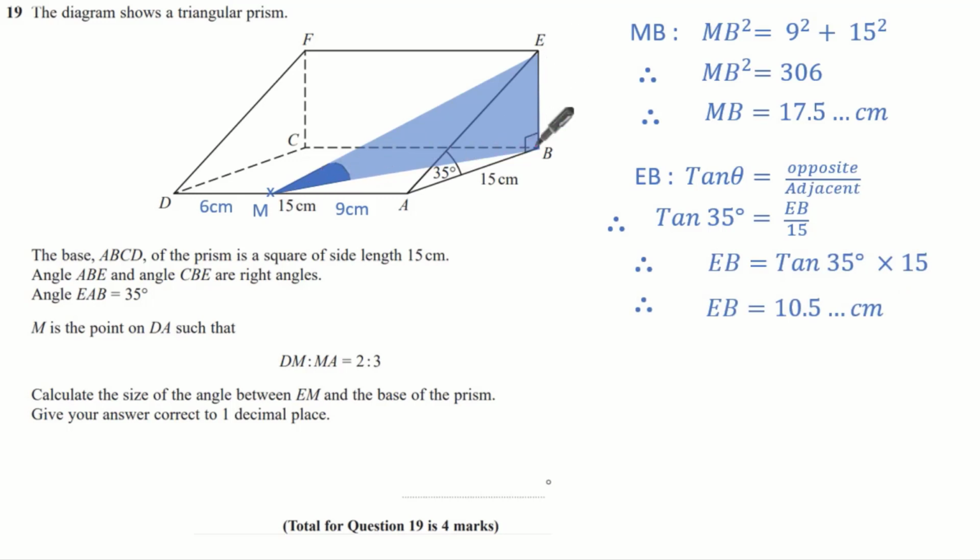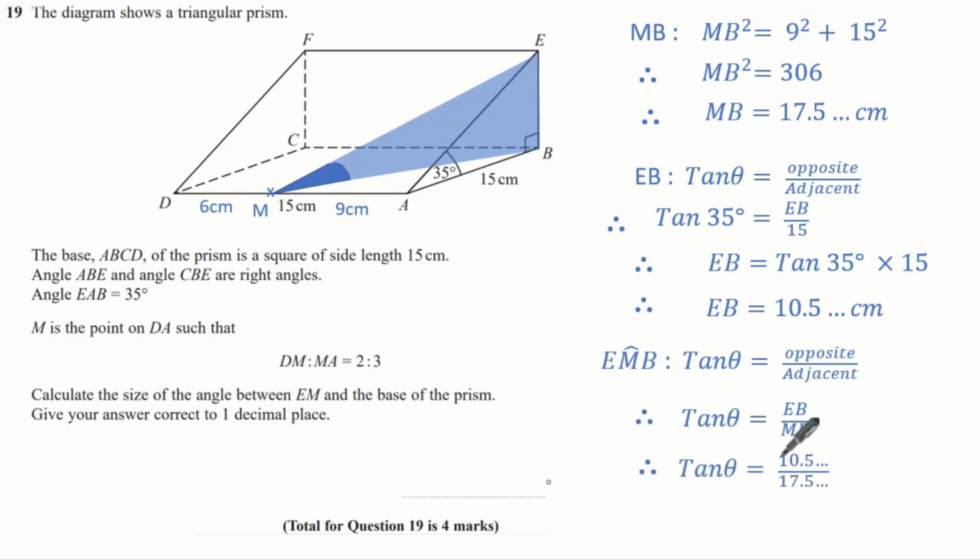So now I know MB and I know EB, I can work out the angle in between the length EM and the base of the prism. We're going to have to use trigonometry again, and I'm going to use the length EB, which is the opposite, and the length MB, which is the adjacent. So the trig ratio which uses the opposite and adjacent is tan. Substituting what we know, the angle is what I need to find. I know the opposite is EB, I know the adjacent is MB. Substituting our lengths that we've just found, we know tan theta is equal to 10.5 over 17.5.